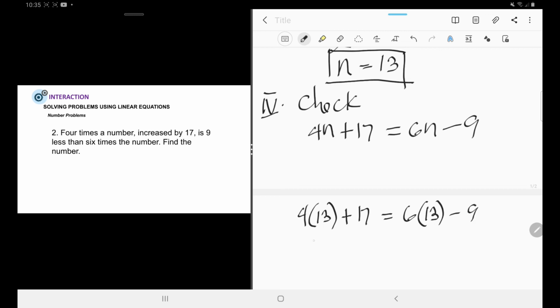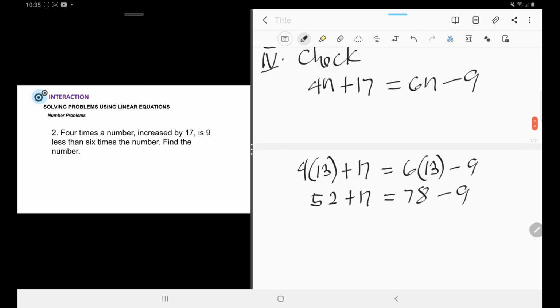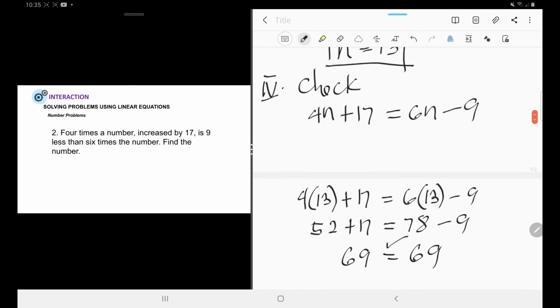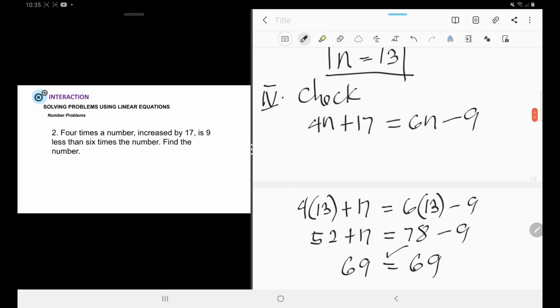4 times 13 is 52. Then plus 17 is equal to 6 times 13 is 78 minus 9. 52 plus 17 is equal to 69, and 78 minus 9 is also equal to 69. So that means that we have the correct solution for the equation, where n is equal to 13. That's the value of the unknown number.